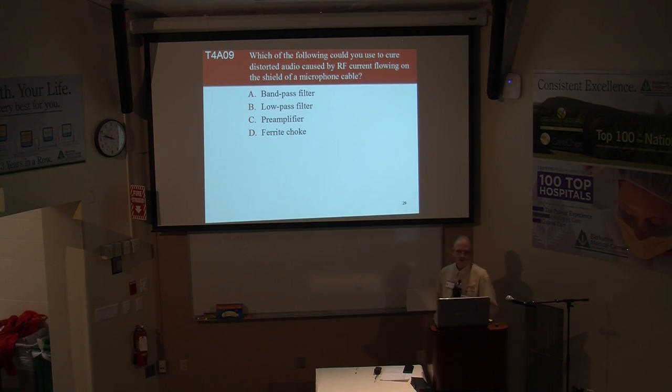Which one of the following could you use to cure distorted audio caused by RF current flowing on the shield of a microphone cable? I got a B and a D. D. What's that? You'll say D? First time ever I saw all of you with a different one. It's a ferrite choke. The little snap-on jobs.